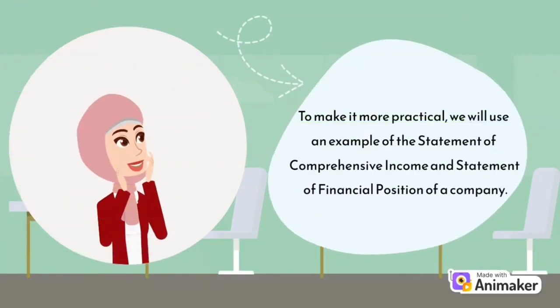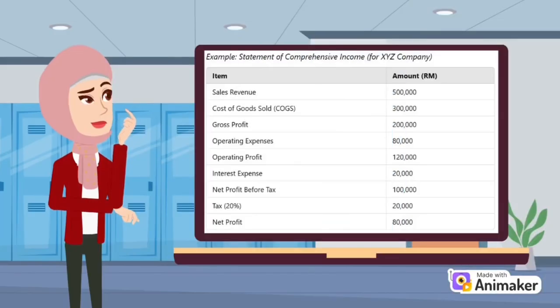To make it more practical, we will use an example of the statement of comprehensive income and statement of financial position of a company. Let's take a look at the statement of comprehensive income and statement of financial position for XYZ company.